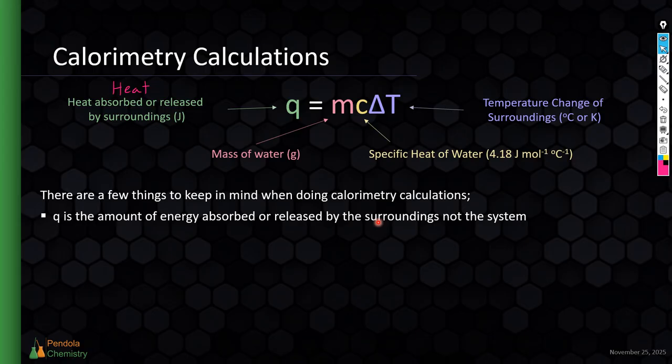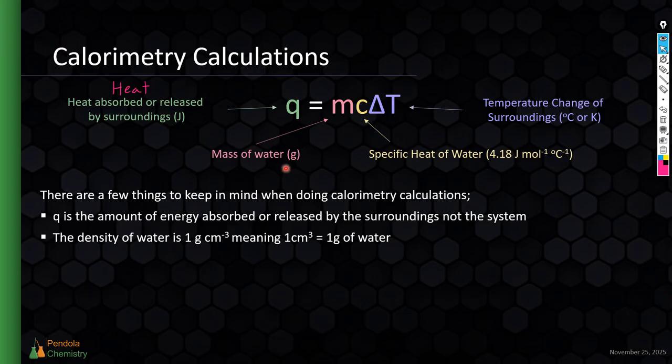Always make sure to double check the sign of Q, because depending on what they're asking you, your sign should make sense. If you have an exothermic reaction, then the system should be losing energy, negative Q, and the surroundings should be gaining energy, or positive Q. So just keep in mind, I like to put little subscripts in my work whenever I'm working with Q equals MC delta T to remind me what is system and what is surroundings.